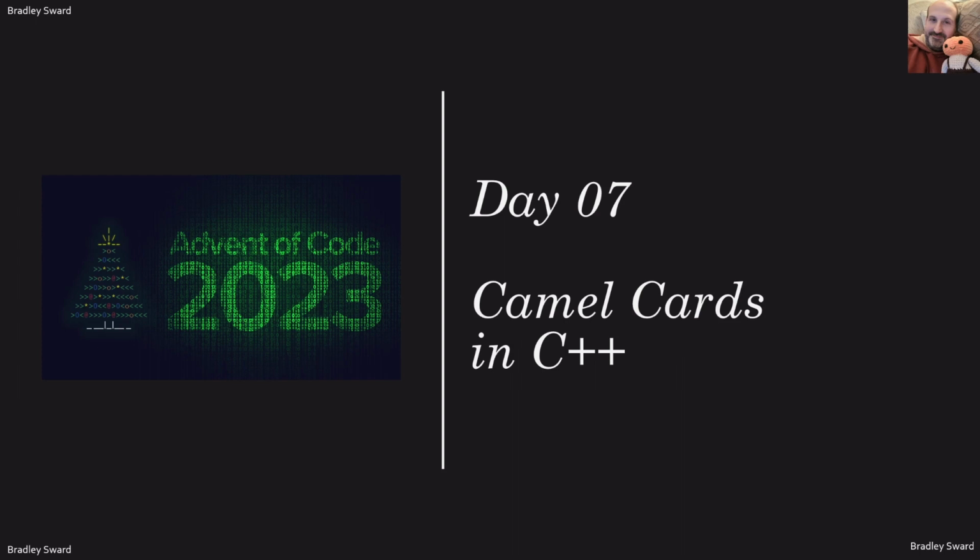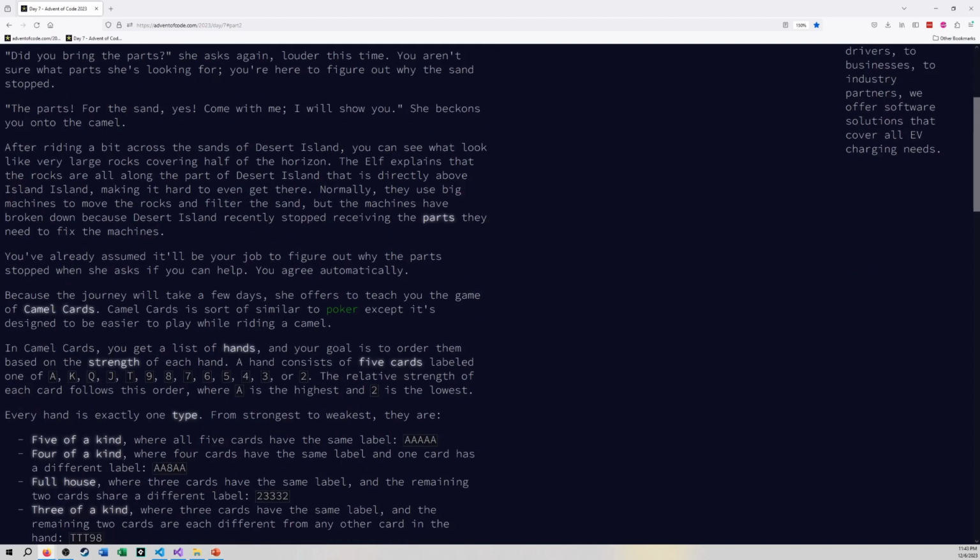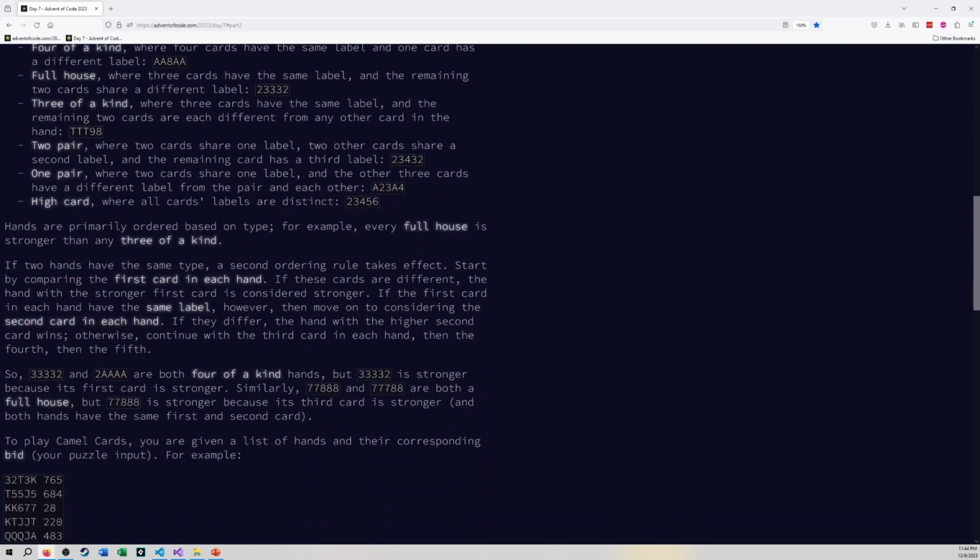I'm using C++ today. The problem is called Camel Cards. Let's get to the problem. It's something I know sort of well. It's been a few years since I've worked with playing cards and casino industry stuff, but basically we're dealing with poker today. So we have camel cards, and we need to sort out all of these.